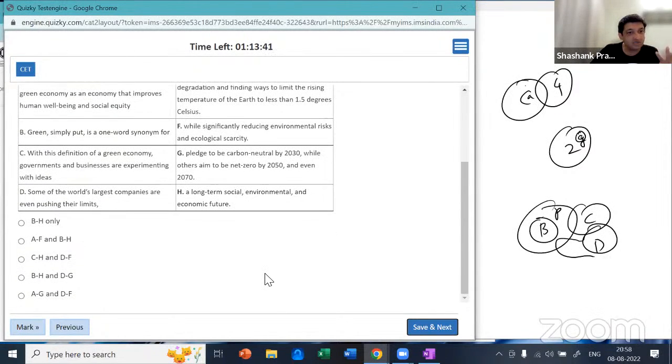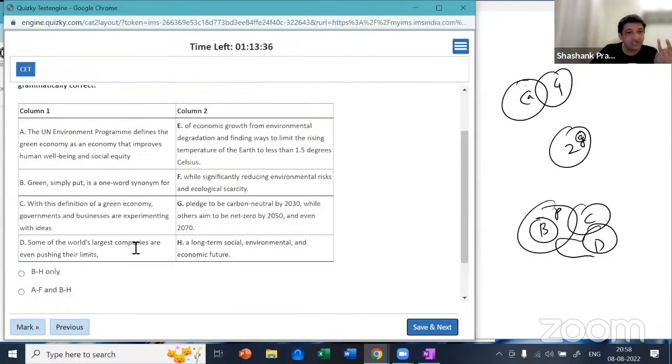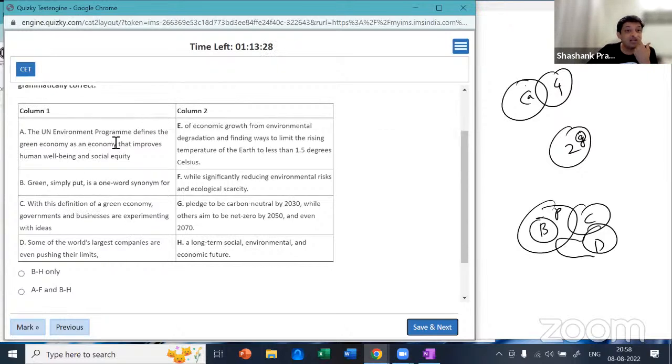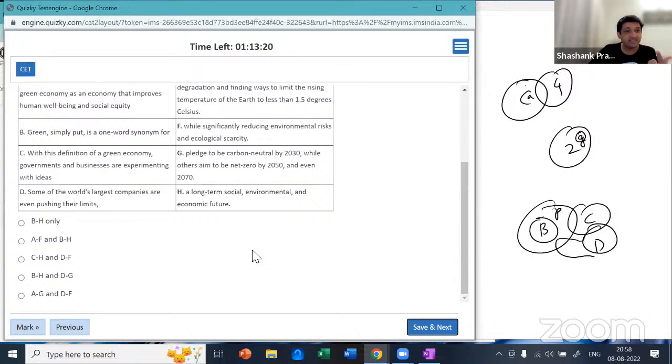Okay, 4 options. 3 options. Option 3 and 5 are gone. So BH and DG, let's say. Some of the world's largest economies are even pushing their limits. Pledge to be, no. DG doesn't sound good. AF, the UN Environmental Program improves human well-being and social equity while significantly. I think yeah, this is also fine. AF and BH I think are good.